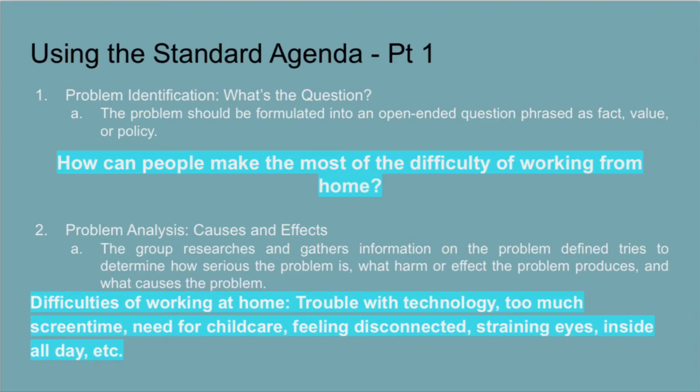The second step was problem analysis, where the group researches and gathers information about the problem and tries to determine how serious it is or what causes the problem. We were very easily able to think of many difficulties of working from home, both together and through reading resources online, such as people might have trouble with technology or not have access to it, too much screen time, need for childcare, feeling disconnected, straining your eyes, being inside all day, anything like that.